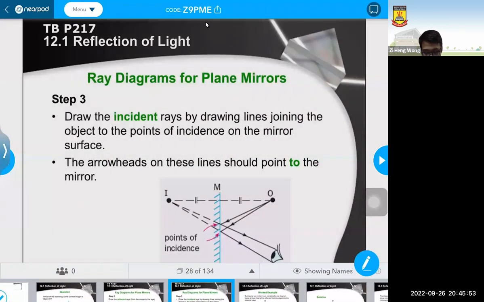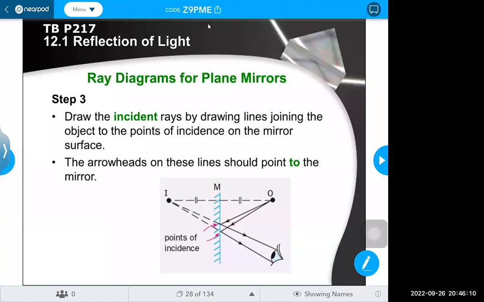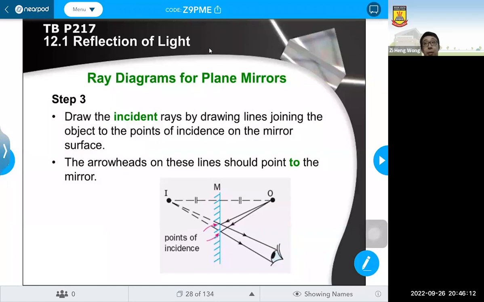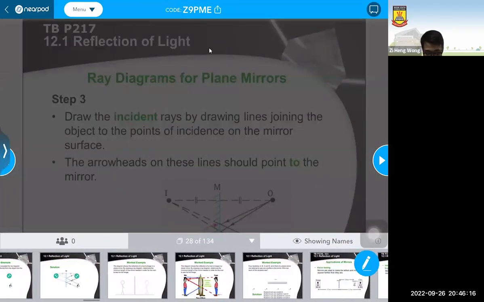I just realized Xavier joined here, but the combined science haven't learned light yet, right? Sure, they haven't learned. Yeah. Okay, never mind. You just listen if you want to listen. Anyway, so yeah, ray diagram.